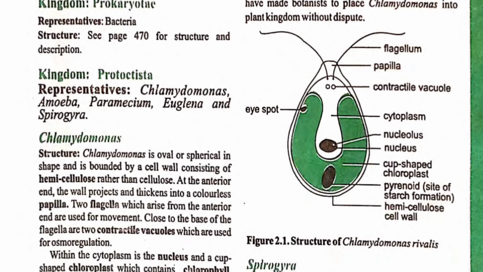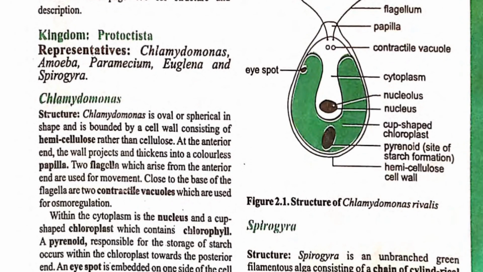It says close to the base of the flagella are two contractile vacuoles which are used for osmoregulation. What is osmoregulation? What are contractile vacuoles? When we talk about the cell, we shall talk about contractile vacuoles. But osmoregulation has to do with the regulation of osmotic fluids. These contractile vacuoles are most especially for the excretion of water, thereby regulating the amount of fluid in the body of the Chlamydomonas.